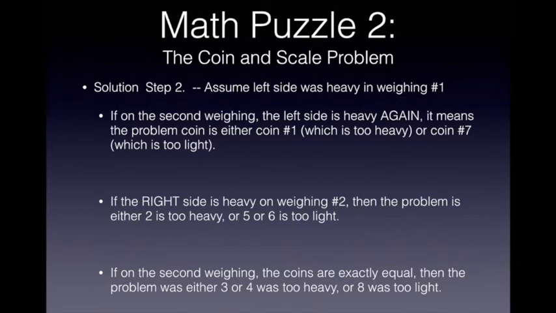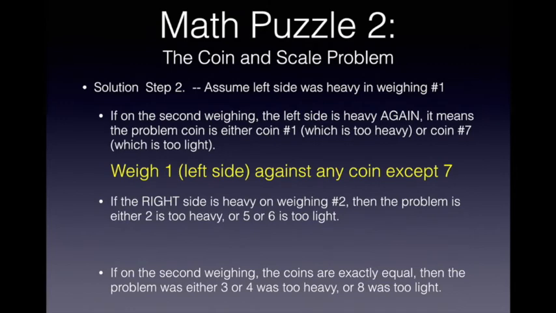Now, if the right side is heavy, then that means that one of the coins that we swapped is the problem coin. Either coin number 2 is too heavy, or coin number 5 or 6 is too light. And if on the second weighing the coins are exactly equal, then one of the coins that we took off the scale on weighing number 2 is the problem coin. Either coin number 3 or 4 was too heavy, or coin number 8 was too light. So depending on which one of those outcomes we have, we do 3 different things.